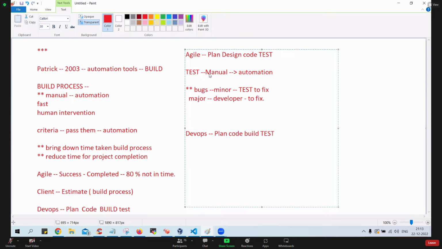Now, one more concern here is, in the earliest stages of the Agile evolution, what happened is most of your testing activities were manual in nature, and then they moved on to automation.